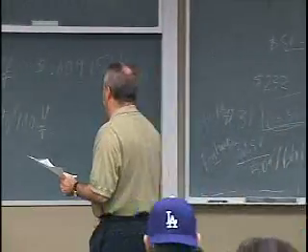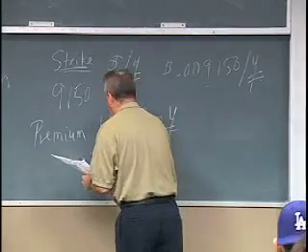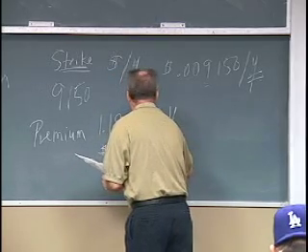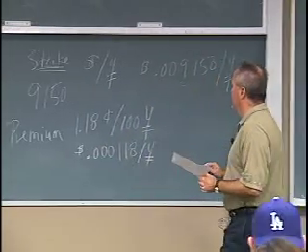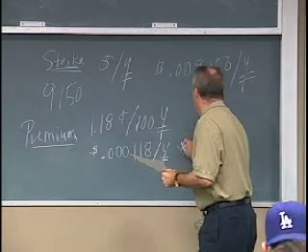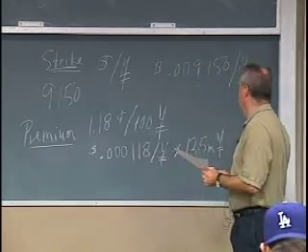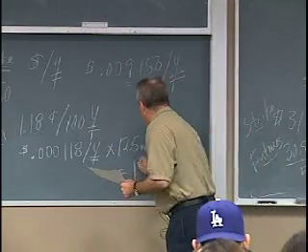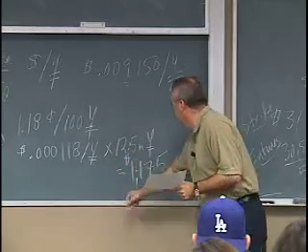So if we convert that to dollars per yen, then we have 3 decimal places, 0.000118 dollars per yen. So that would be the premium on that December call. And if we multiply that by 12.5 million yen to get our dollars, because the yens will cancel, we come up with about $1,475. Okay?